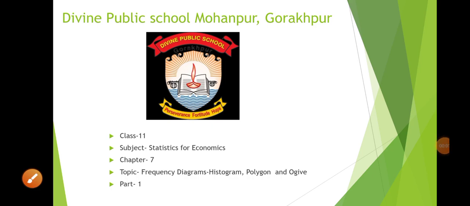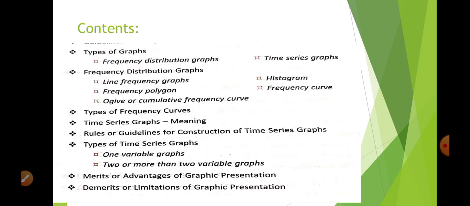Hello, Class 11th student. Today I'm going to start Chapter 7 from your book Statistics for Economics. The topic is frequency diagram. Within that, we are going to learn about histogram, polygon, and ogive. This is part 1, and in this part, this chapter is going to be over, because this chapter is only related to how we are going to draw histogram, polygon, and ogive. Let us start.